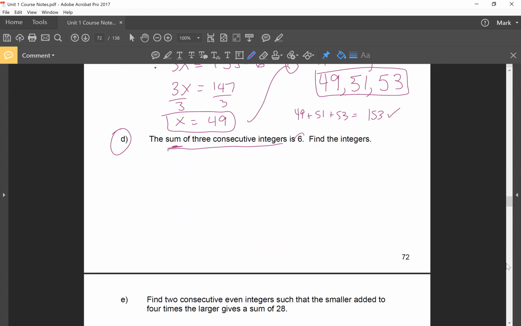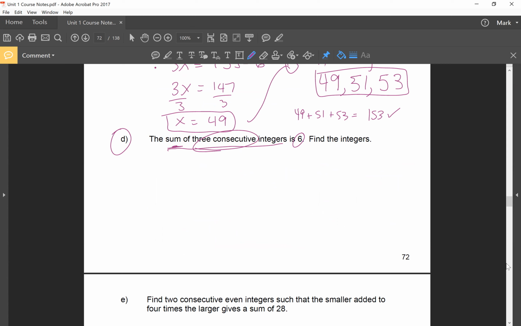Okay. So D, you could do D in your head. 3 numbers in a row must equal 6. I mean, you could say 0, 1, 2. You could say 1, 2, 3. You could say 4, 5, 6. You get the idea. But let's solve this mathematically, even though I think a lot of you guys could do this in your head.